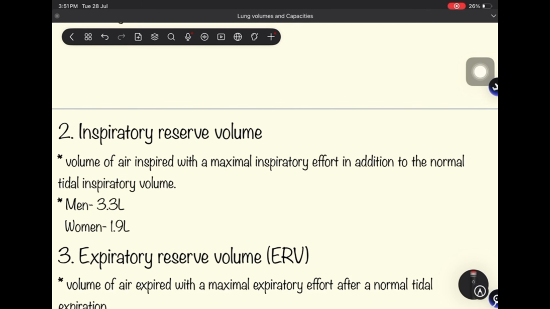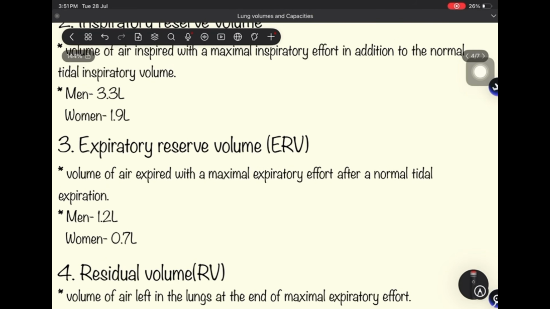Next is the expiratory reserve volume. It is similar to that of the inspiratory reserve volume. It is the volume of air expired with maximal expiratory effort after a normal tidal expiration. So, after a normal breathing, how much volume of air you can expire with a maximal expiratory effort is known as the expiratory reserve volume. It is also different for both men and women. In men, it is 1.2 liters and in women, it is 0.7 liters.